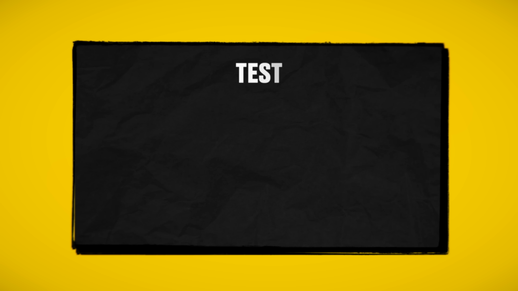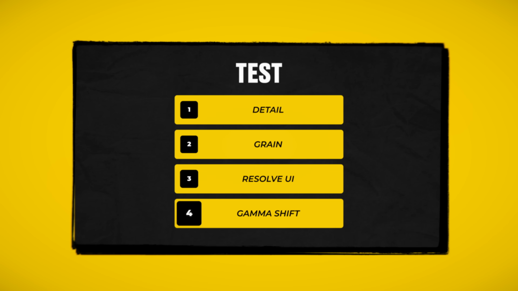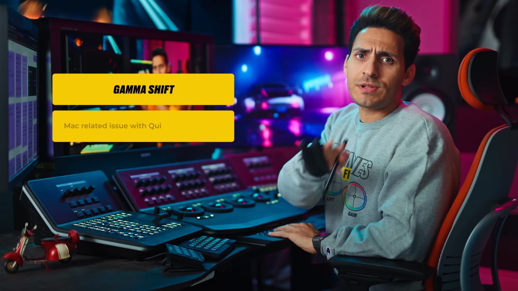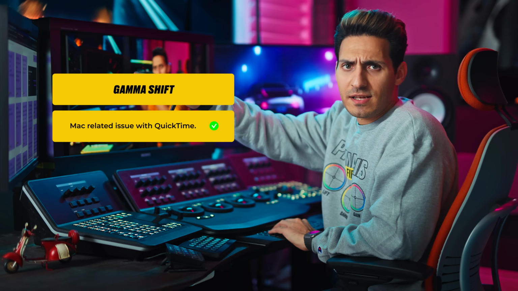All right, so the test criteria is broken into four different categories: detail, grain, Resolve UI, and gamma shift. Gamma shift is specific to only Mac users, and we're gonna touch base on that in a little bit.